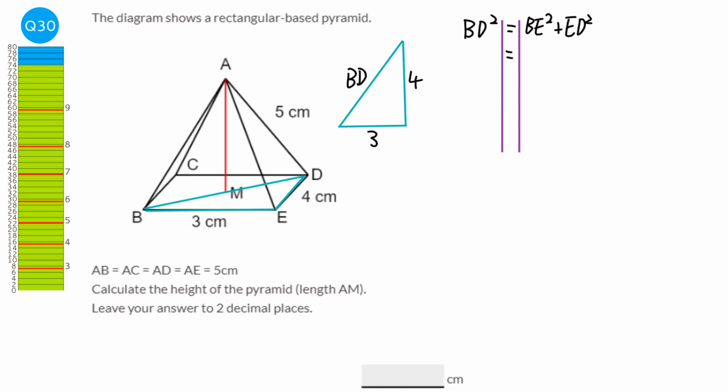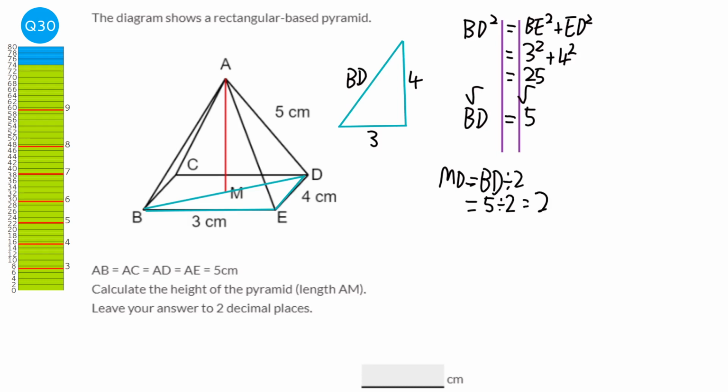Okay, so BE is 3, so it's going to be 3 squared plus 4 squared, and that's going to equal 25. Square root both sides, and we've got BD is equal to the square root of 25, which is just 5. Okay, we need to now work out what MD is, because we're looking for length AM. So MD is actually just going to be half of BD. So it's going to be half of 5, which is just going to be 2.5.